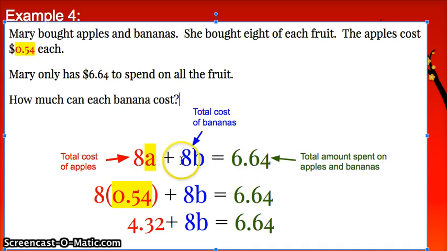And again, even though we have two variables here, we know the value of A, right? So we don't have to solve for two variables. We know that the apples cost 54 cents each, so we replace A with the value 54 cents. And then you can multiply 8 times 54 is $4.32, and bring that down. Look at what you have here. Even though it's decimals, this is still just a two-step equation. So we know how to solve this.